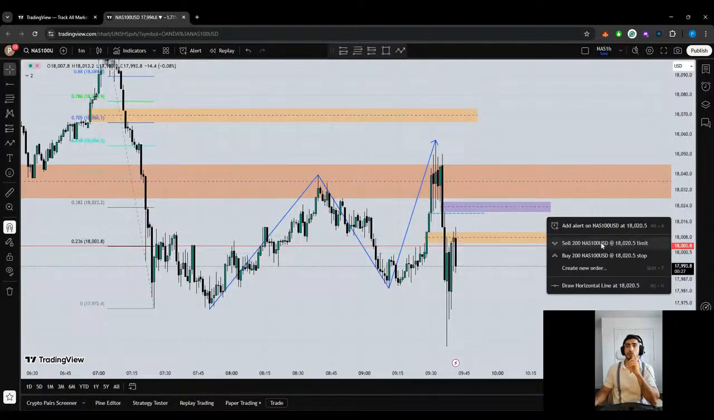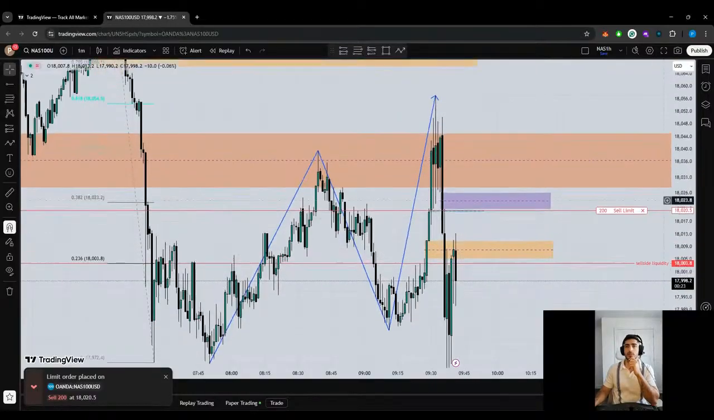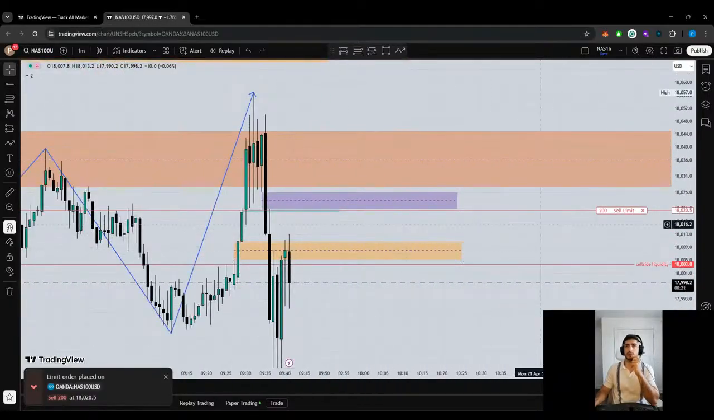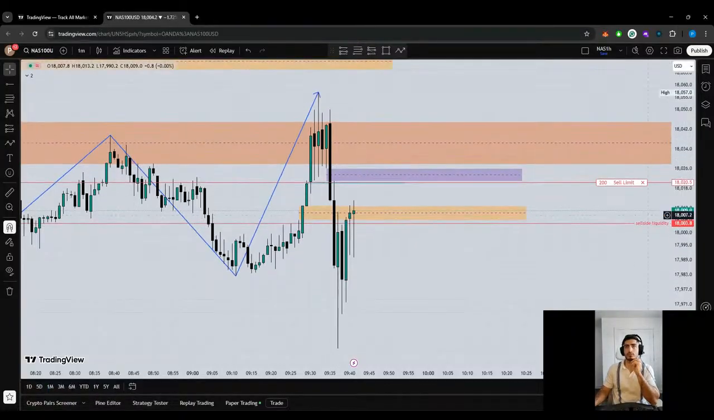It's interesting what it's doing though. Over here, body's closing below the consequent encroachment of that inversion. And stop loss and take profit.